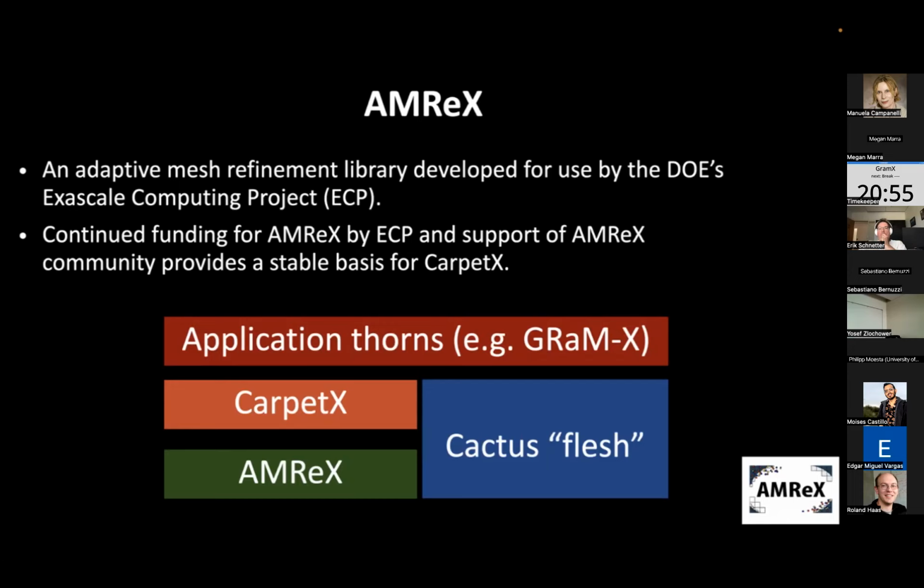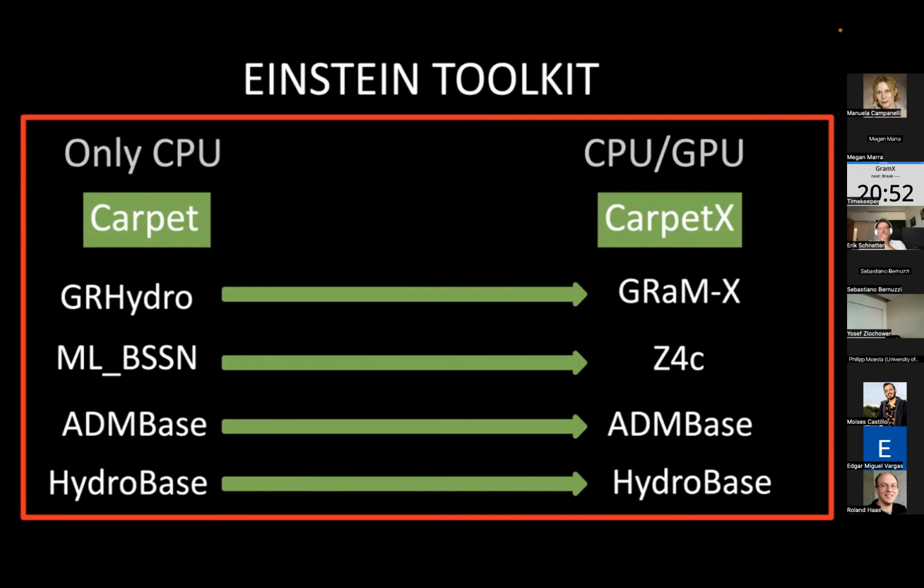And then some of the transitions we made, and I think many of these are not exclusively done just by the group here in Amsterdam, but on the left you see the CPU equivalents for Carpet and, for example, GRHydro, ML_BSSN, but also some of the more infrastructure related thorns like ADMBase and HydroBase where variables are stored and defined. And how we deal with that based on CarpetX, where you could have your MHD code, in this case GRaMX, but this could be another application code as well. Really for spacetime evolution, we're mainly using Z4c, and then some of the other thorns really stayed the same, but have been re-implemented for CarpetX.